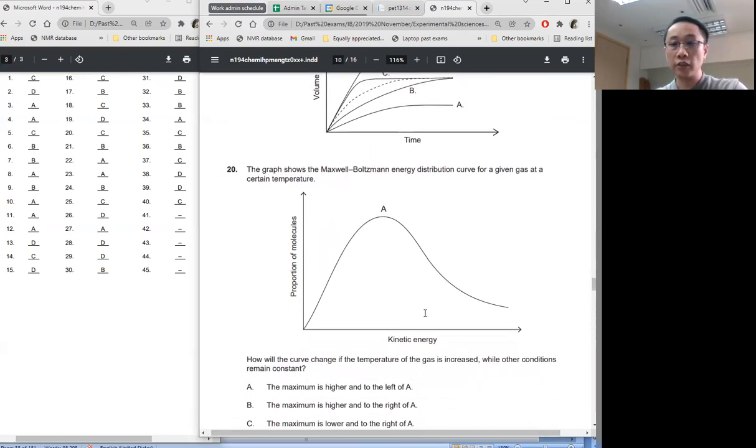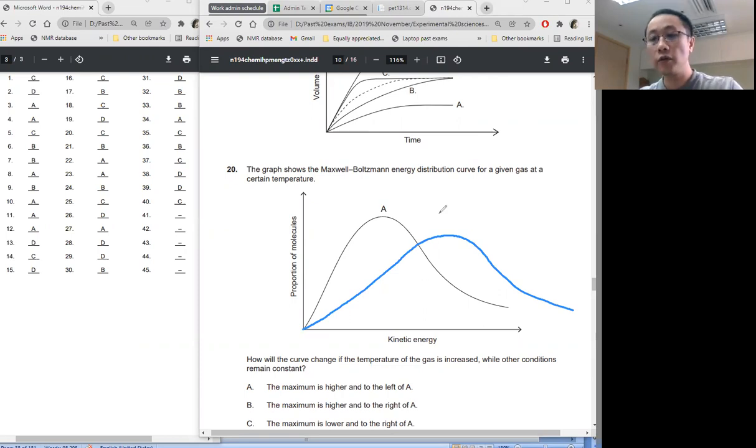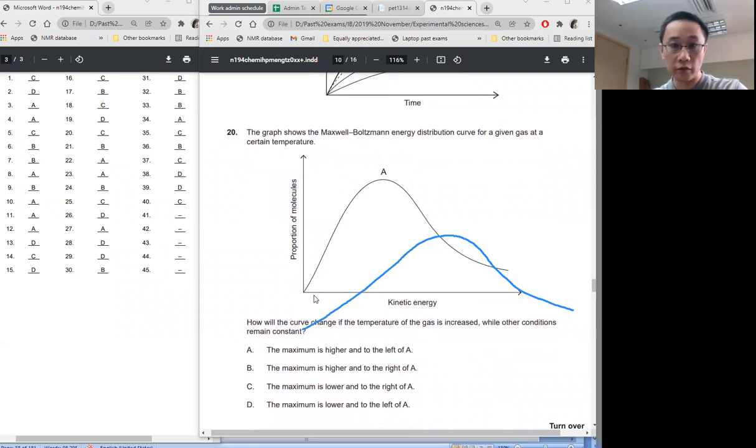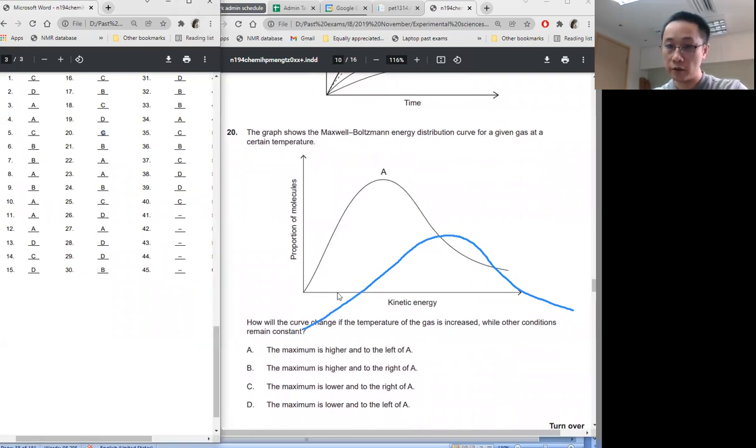Question 20 is a standard Maxwell-Boltzmann energy distribution curve. And when you heat a gas, the graph will undergo a shift towards the right, the peak shifting towards the right and decreasing, while the total area enclosed under the curve remains constant. And the best choice that satisfies the description should be the maximum is lower and to the right. So choice C is correct.